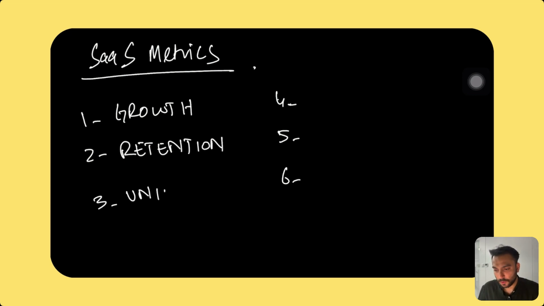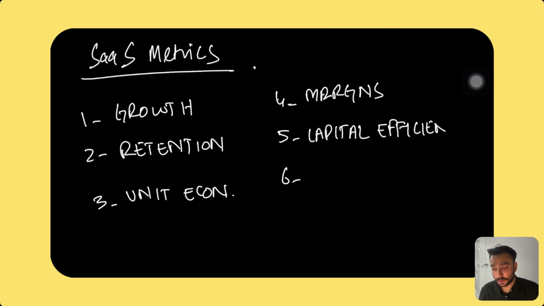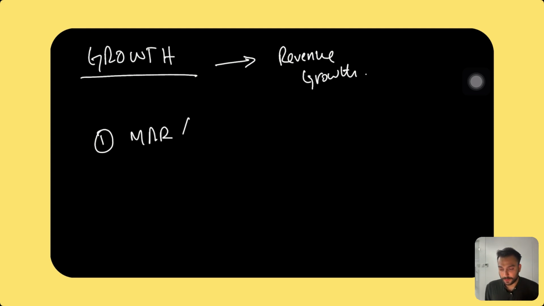All right. So we're going to look into six different categories within SaaS: growth, retention, unit economics, margin, capital efficiency, and engagement. So let's start off with our number one category, which is growth. Now, when I talk about growth, this is not user growth, this is revenue growth. And there are three different ways in which we are going to measure revenue growth.